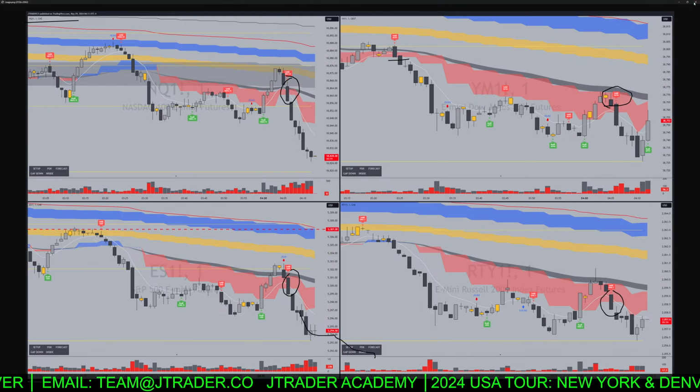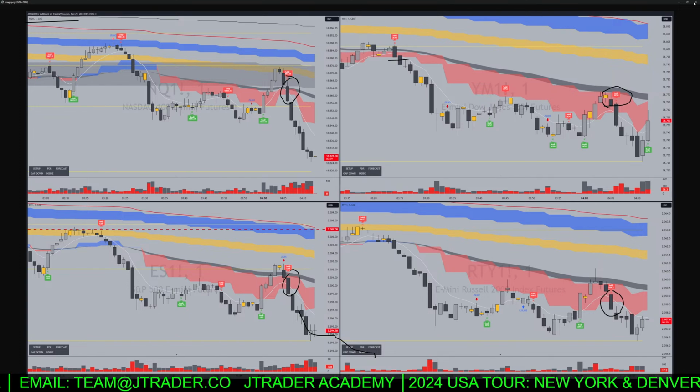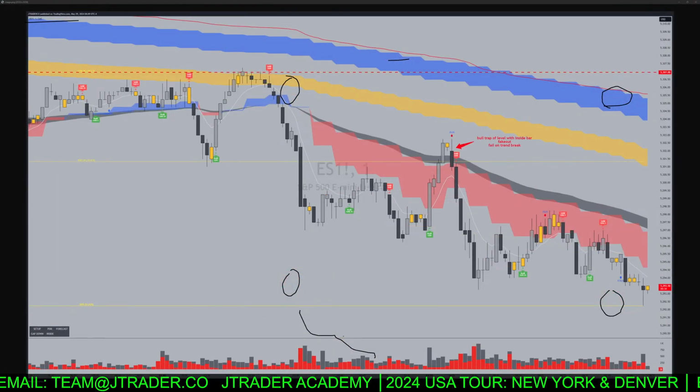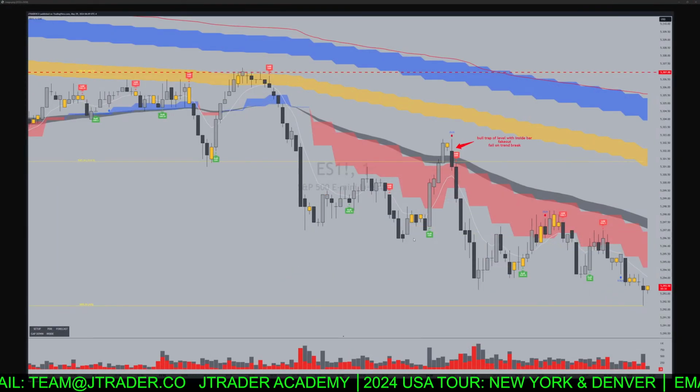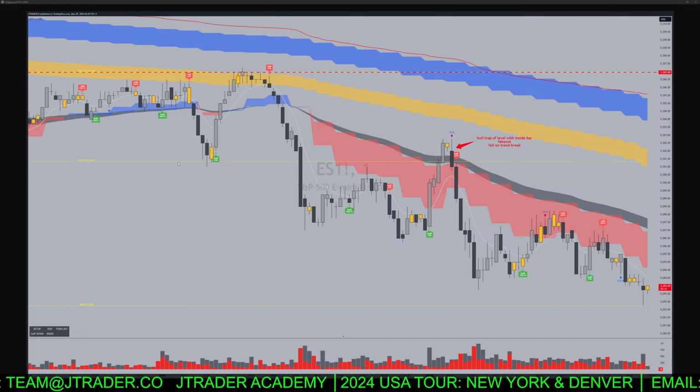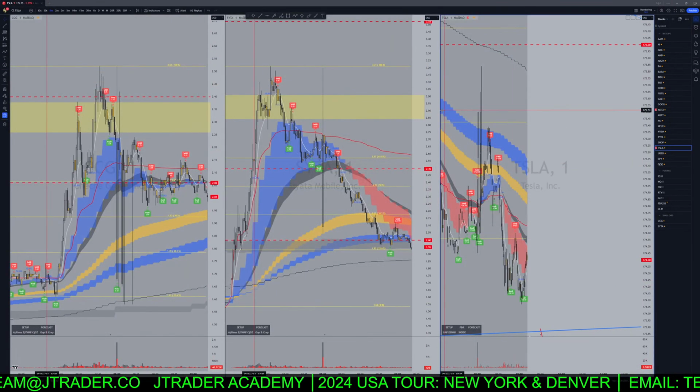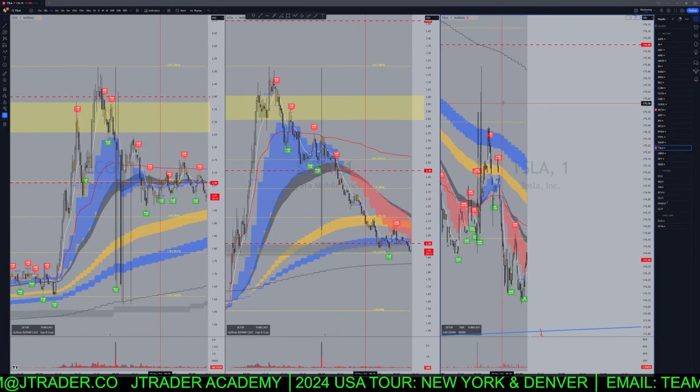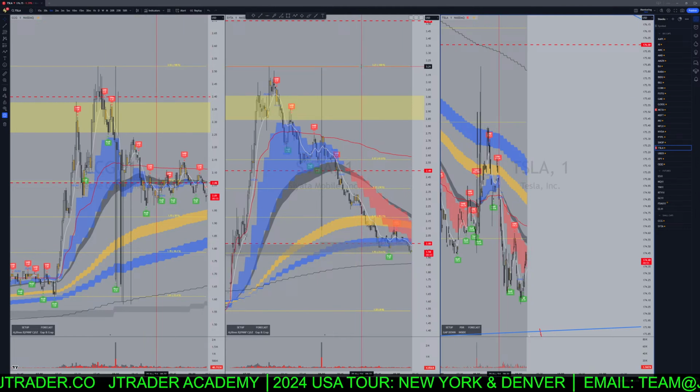So I'm looking for now that continuation on major indexes over here in futures. If instead we're going to have, say, support, and then hold of that support and push to the upside, we can look for a reversal. So that is for futures right now.